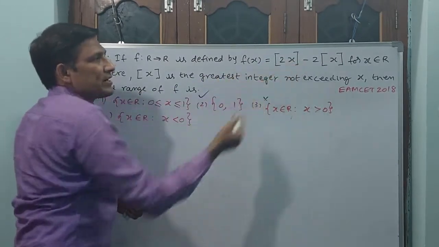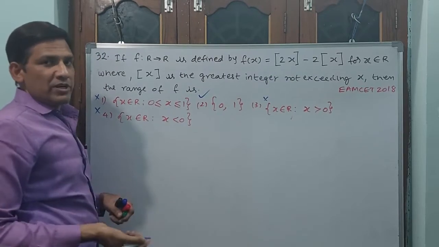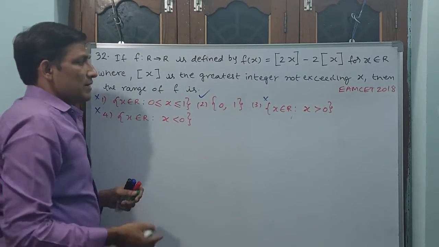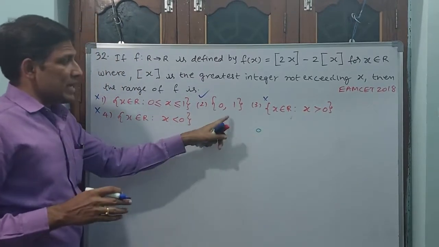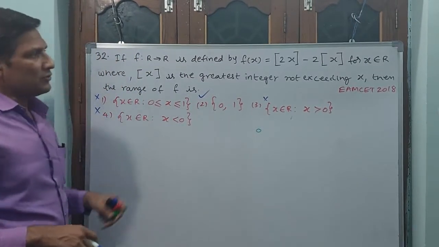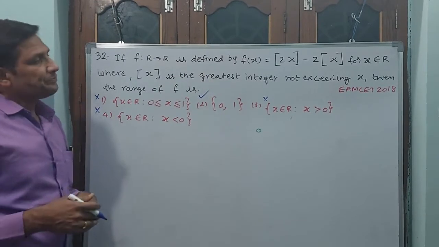First one is 0, second one is 0. 0 minus 0, an integer only will come. That means 0 will come. I have written 0 here. Why? Because here we received the answer 0, and we have a tick mark also. But we are doing analysis now.